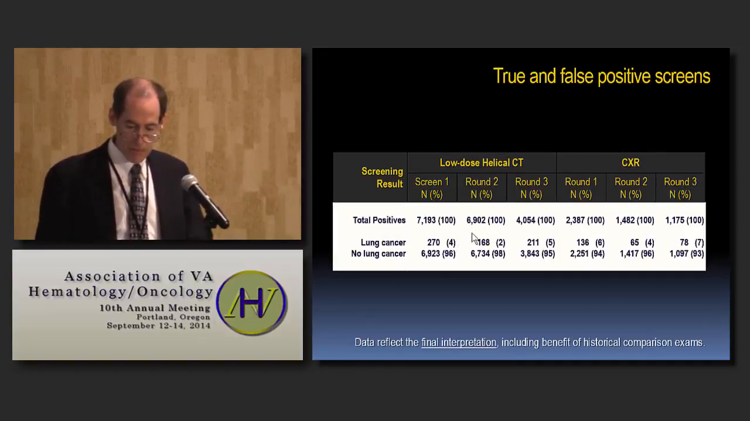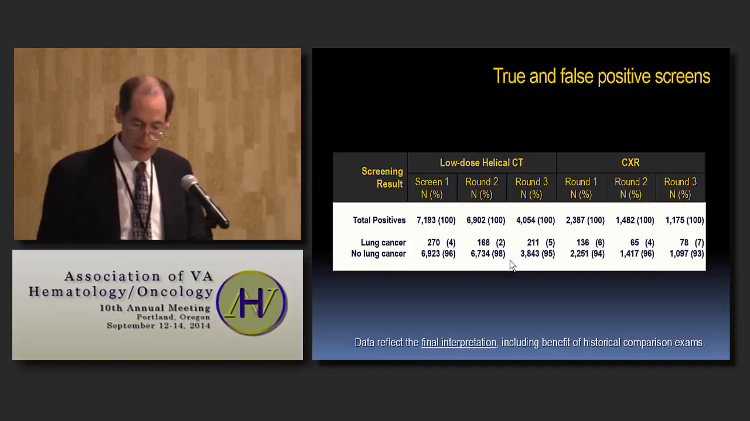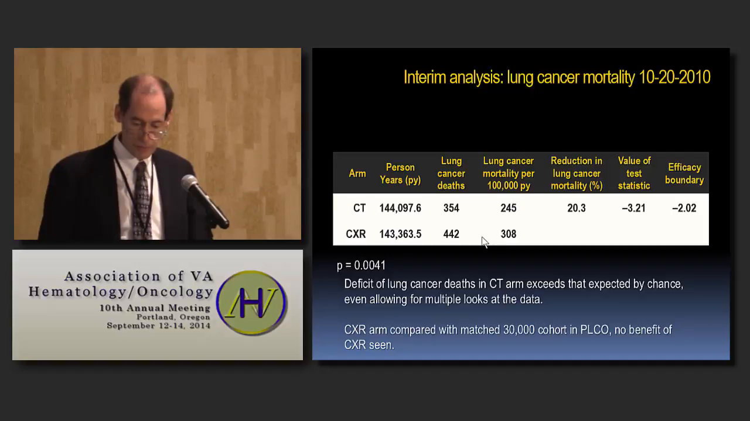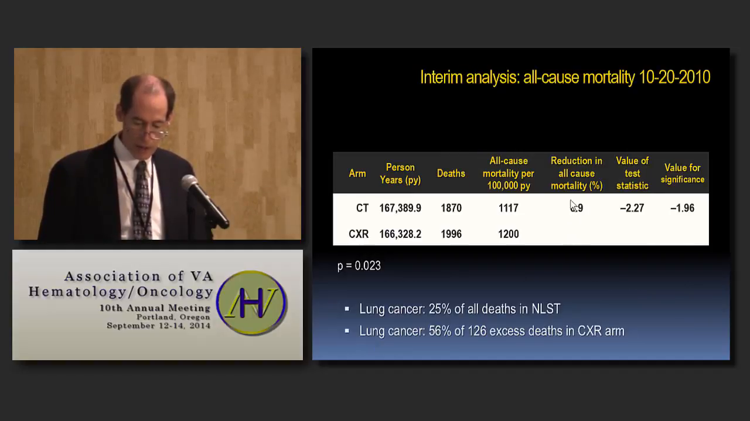Okay. So this is just looking at the true false positives and negatives. You can see the false negative rate is extremely high, 96% overall, which is a characteristic which is, I think, interesting and requires some further discussion. But let me get down to the mortality difference. So the mortality reduction in the CT arm was 20%, and the overall mortality, so this is for any cause mortality, was just under 7%.